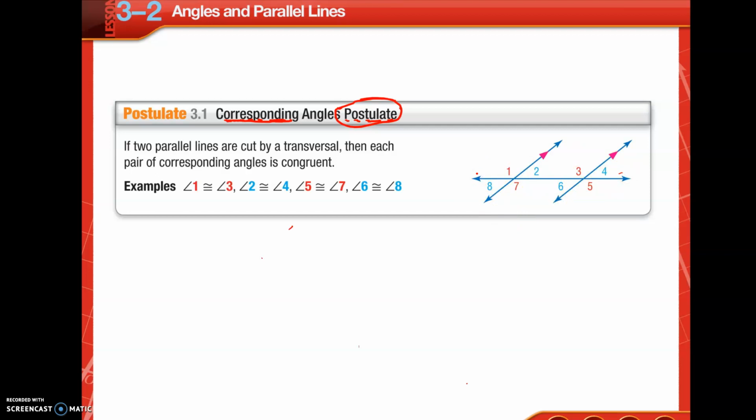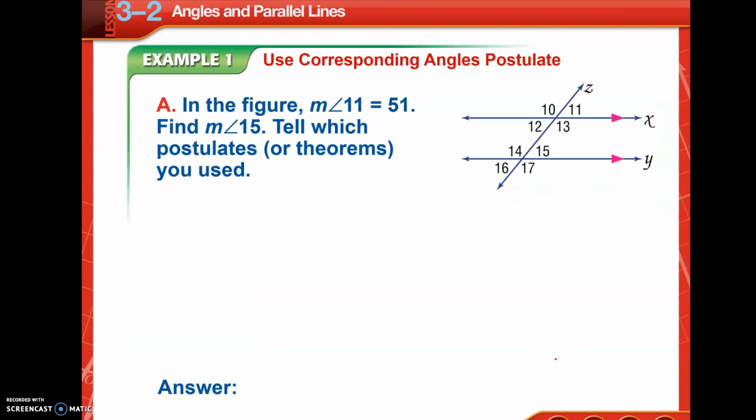Now if I look at these, 1 and 5 are alternate exterior angles, so I could say alternate exterior angles are congruent. 7 and 3 are alternate interior angles, so I can see from that that alternate interior angles are congruent. Same happened with 2 and 6, which are also alternate interior. So that kind of helps us know some different rules.